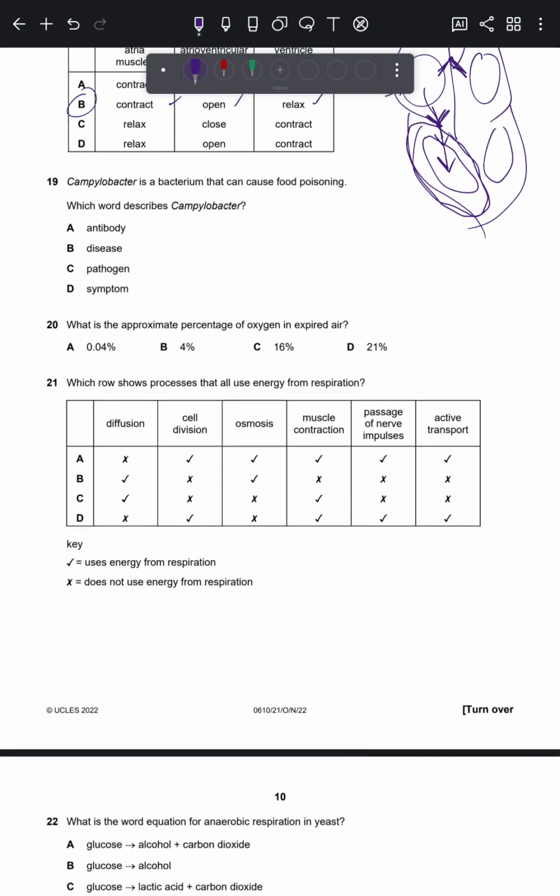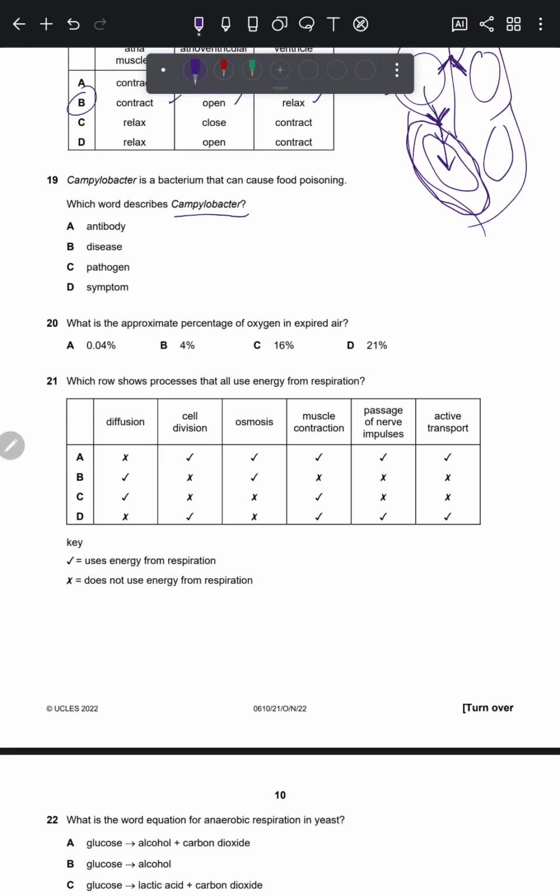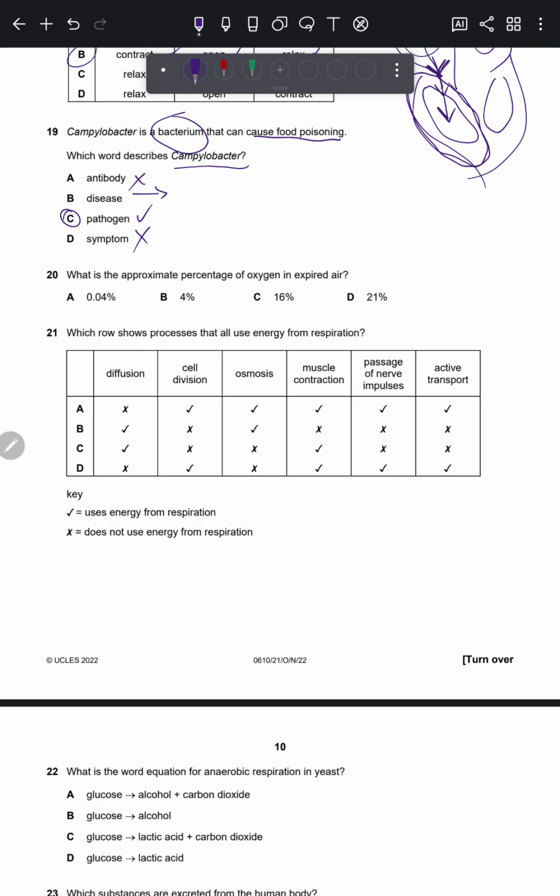Campylobacter is a bacterium that causes food poisoning. Which word describes Campylobacter? It's a bacterium and it causes food poisoning. It's not an antibody. A disease is something long-term. It is a pathogen and it's not a symptom, but the pathogen fits it the best.